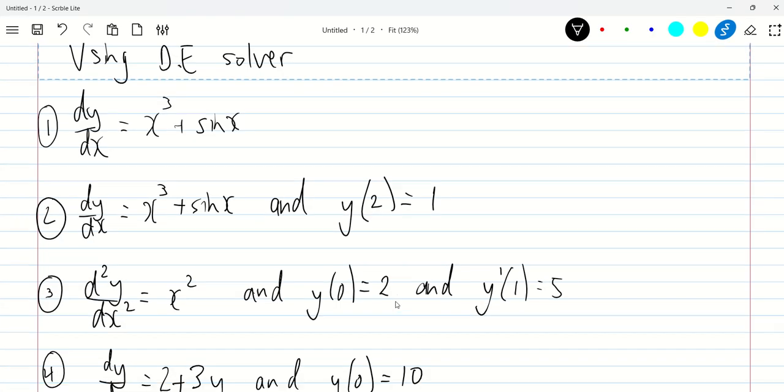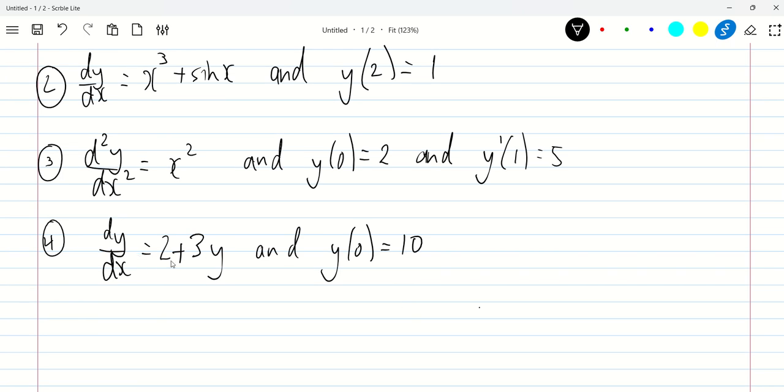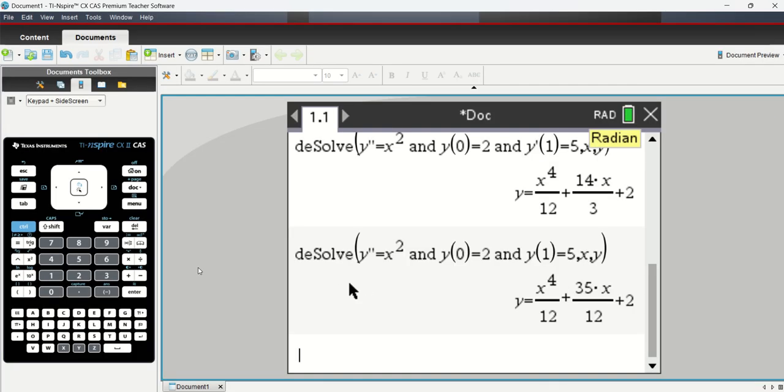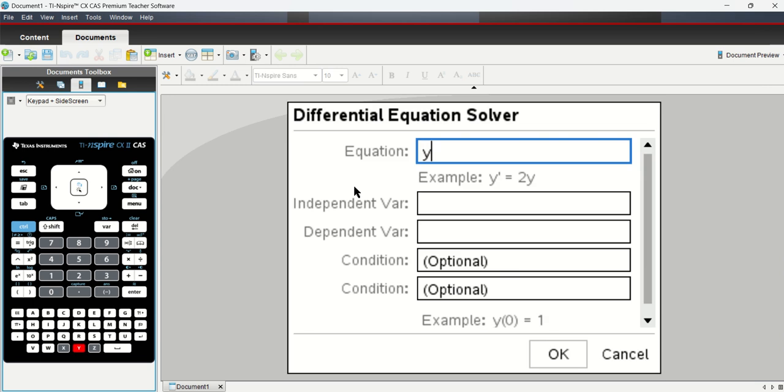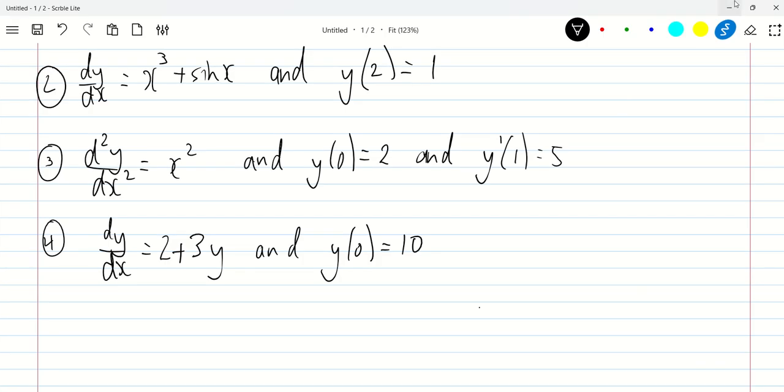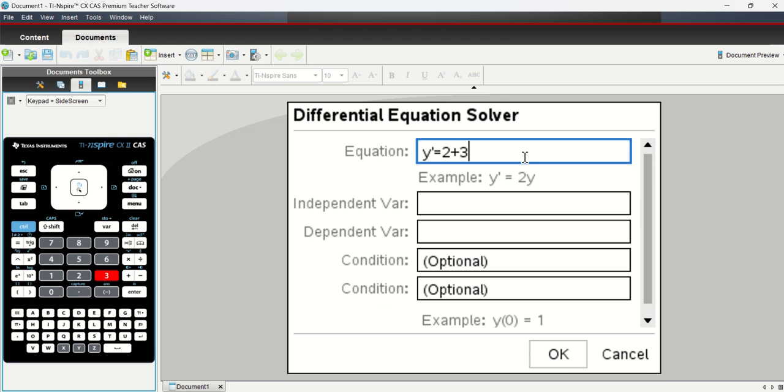Last type of DE that you can solve is when you've got dy dx equal to a function of y. Okay, so let's just quickly do that. But by now, you'll understand what's going on. Menu, calculus, DEsolve, and that's y dash, so derivative of y is equal to, what was it? 2 plus 3y. Again, independent variable is still x and the dependent variable is still y. So nothing changes there because it's still dy dx equals. The independent variable is always the variable on the bottom line of the derivative and vice versa.